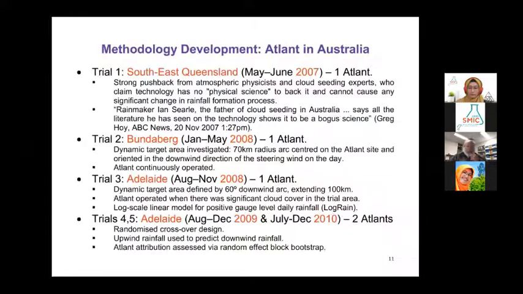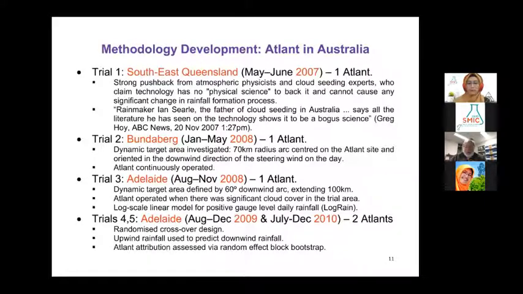In any case, the Atlant experience in Australia has been somewhat mixed. There were five trials of this mechanism in Australia, starting with a proof of concept trial in Southeast Queensland in 2007. And there was very strong opposition to the results from this trial. In fact, there were statements like rainmaker Ian Searle, the father of cloud seeding in Australia, says all the literature he's seen on the technology shows it to be a bogus science, which is why I had that title earlier on.